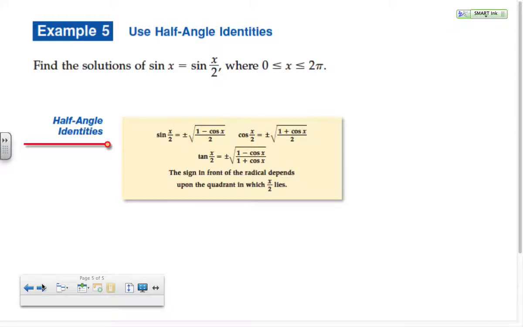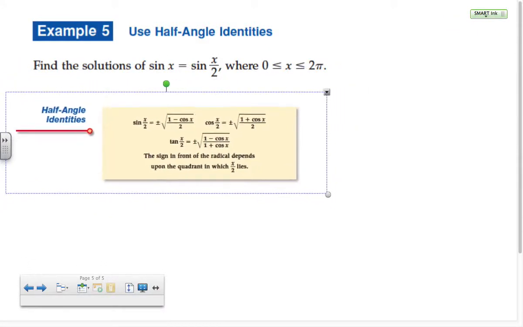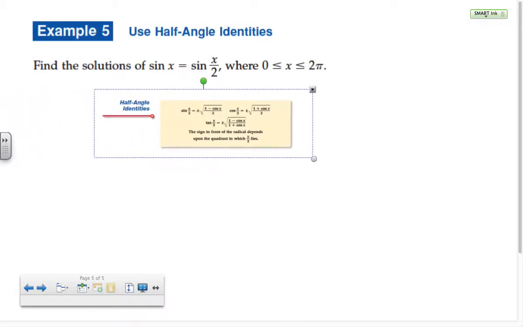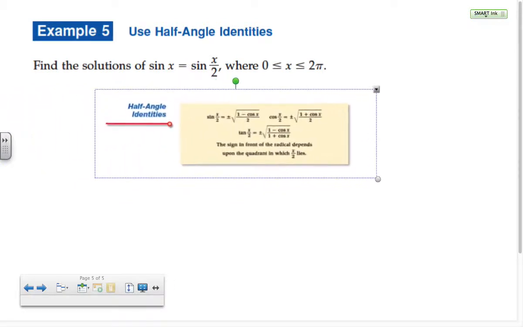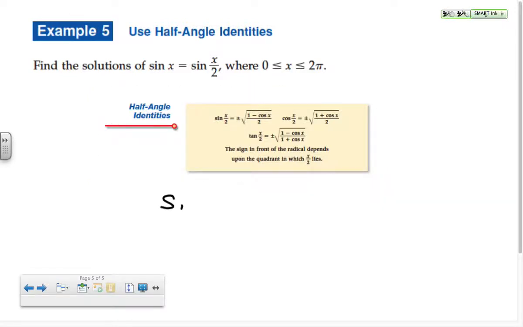So since we have this rule, it says I can do this. Sine of x over 2 equals plus or minus the square root of 1 minus cosine x over 2. So I can replace that here. I can say the sine of x equals plus or minus the square root of 1 minus cosine x over 2.